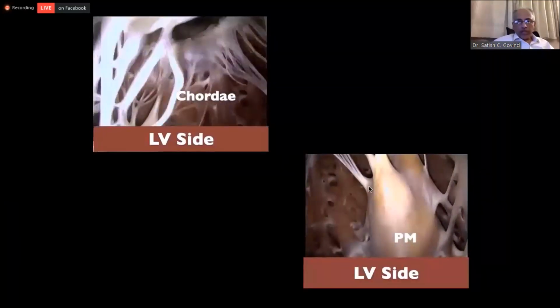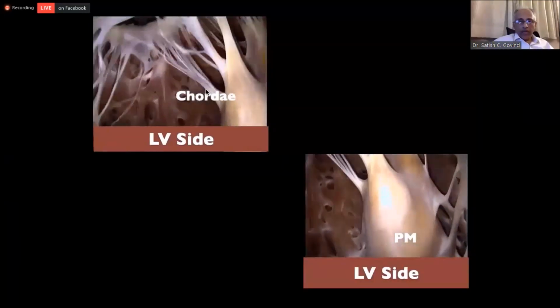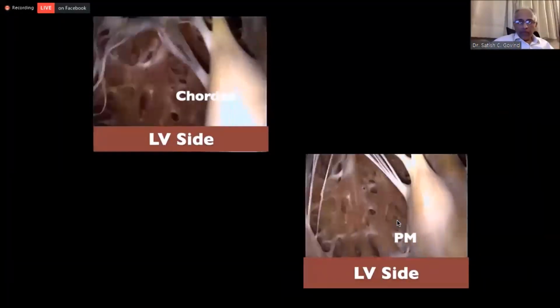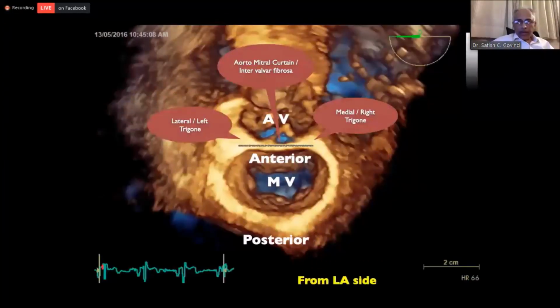If you go to the LV side, you look at the chordae very clearly here, fine, thin chordae. So, and then you have the papillary muscles. Then just one last look at the anatomy. So the important anatomy, which an area which one again has to note is that there is something called as the intervalvular fibrosa between the aortic valve and the mitral valve, specifically the anteromitral leaflet. So this is also called as the aortomitral curtain. And this is where a lot of pathologies happen. And the trigones, as you can see, this is how it looks like.